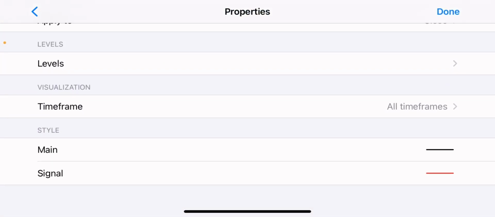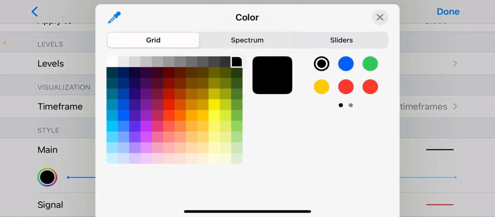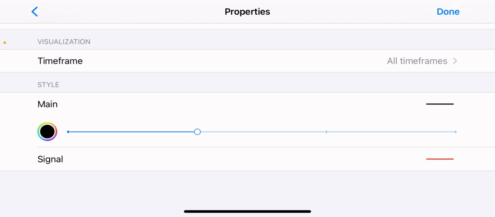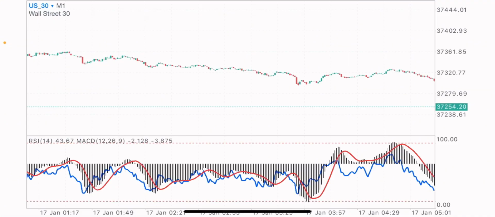Then the main right here on the style, you put it on 2 pixel, which is this line right here, this second trend. It was pixels, they call it pixels on MT4, but on MT5 I think they changed it and they just use the straight line, which you can choose, but it's the same thing as pixel levels, right? And the color you put on black. Then for signal you use red. Then you put it on 2 pixel, which is the second line. Then you use this first trend line. Then you click on done.